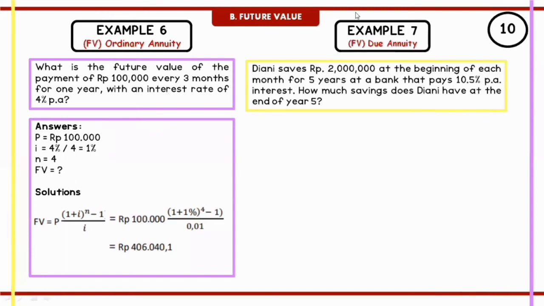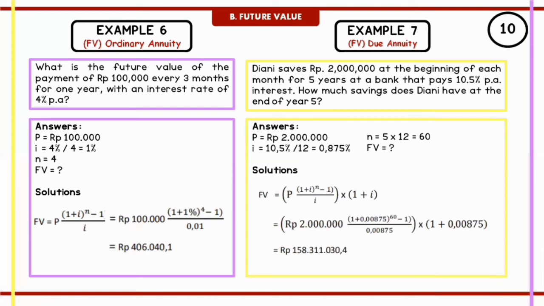And example 7, Fp of due annuity. Diana saved 2 million rupees at the beginning of each month for 5 years at a bank that pays 10.5% per annum interest. How much savings does Diana have at the end of year 5? And we know P is 2 million rupees, I is 10.5% divided by 12 equals 0.875%, and n is 60. This is the Fp result.